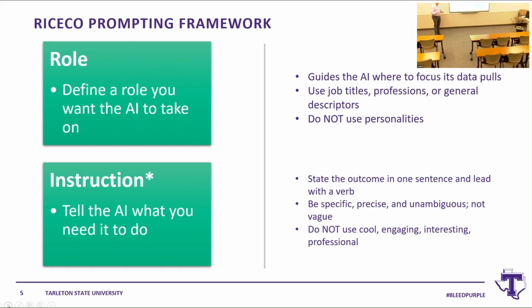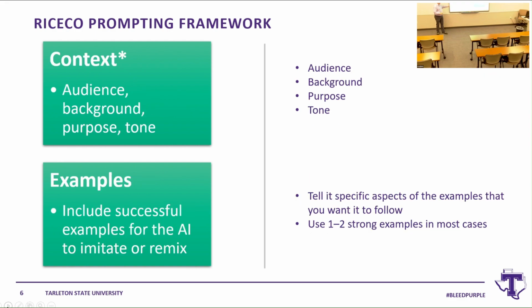We do want to be specific and precise. We want to avoid any ambiguity because the AI does not deal with that well at all. We don't want to use words like cool or engaging or interesting or professional. What does cool mean? Everyone can tell me. Now, I want all of you to immediately agree to it without thinking. Yeah, that's the problem. So that's why we don't want to do that.